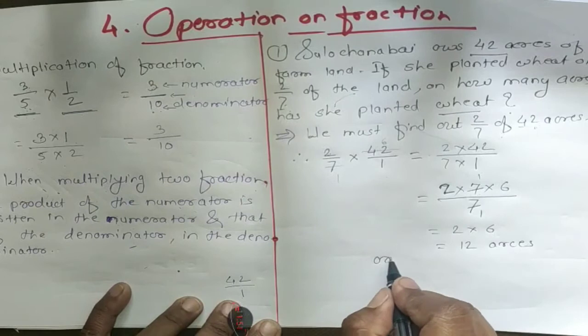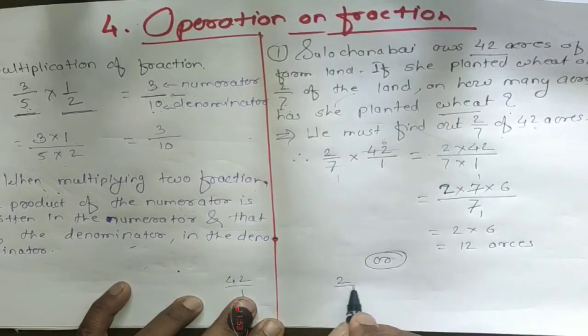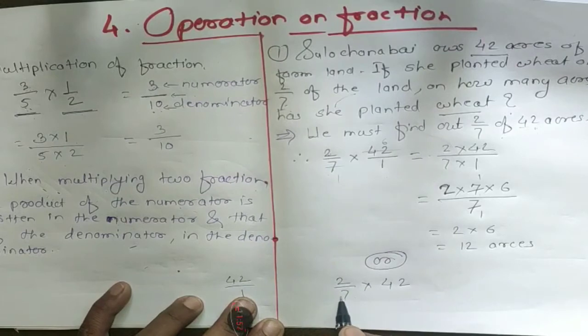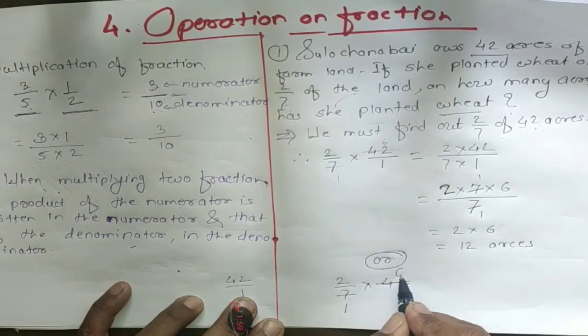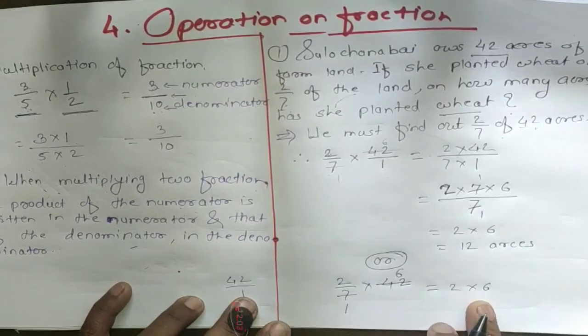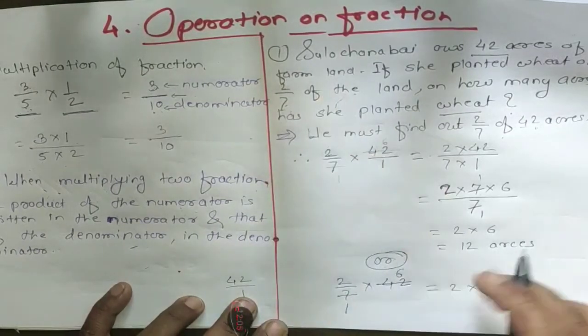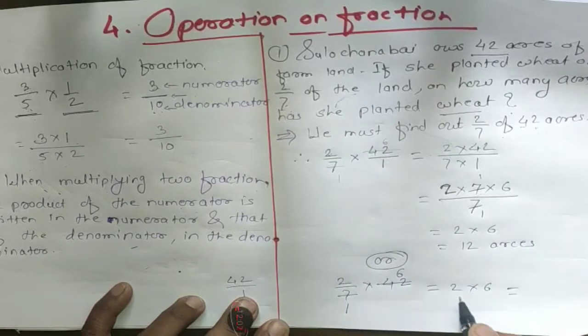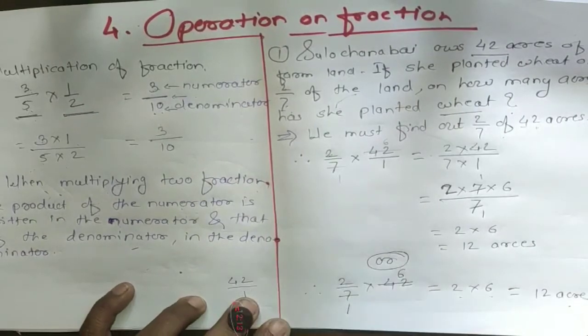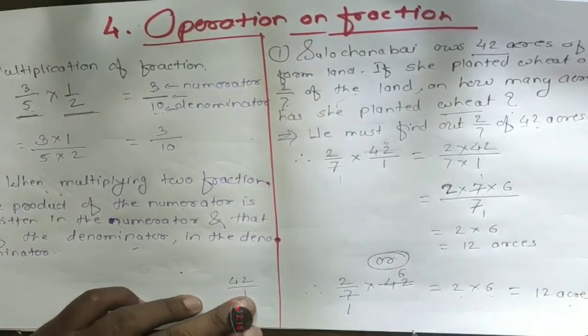Otherwise, there is one more method, as I told you: 2 upon 7 into 42. Directly you can do this also. 7 1s are 7, 7 6s are 42, which is equal to 2 into 6. In future you can use this, but this year you have to use the step method only, because steps carry the marks. And 2 6s are 12 acres of land. This is the second method and that is the first method. This is only a different calculation method.